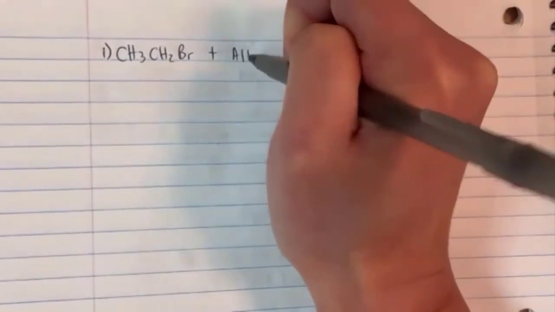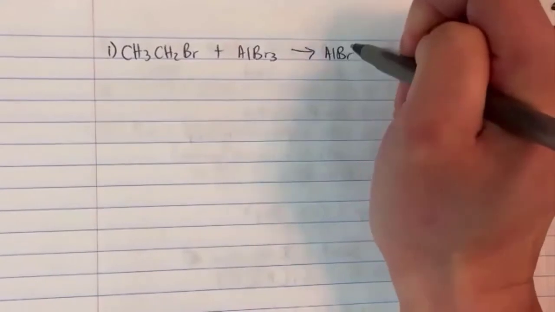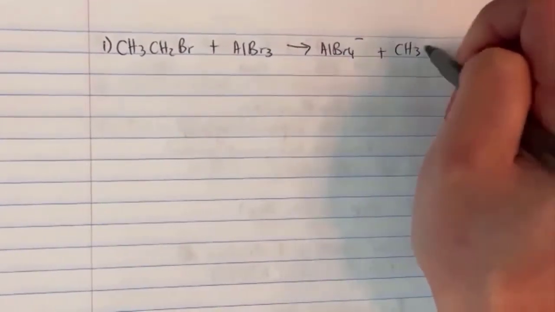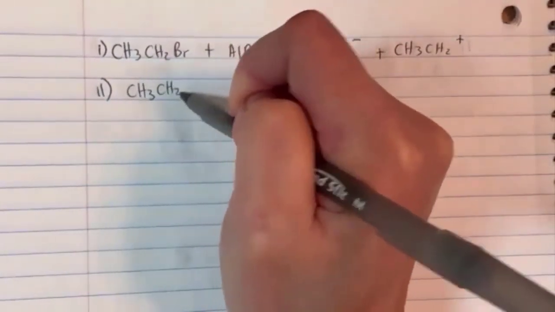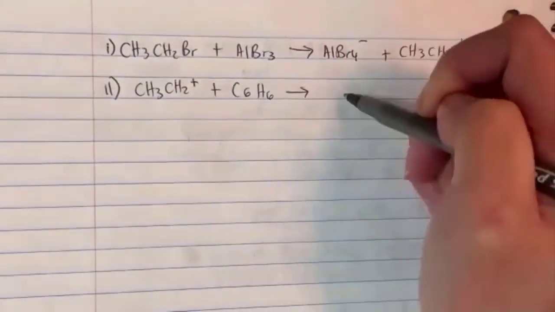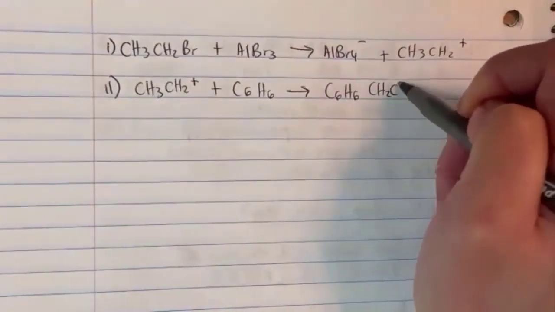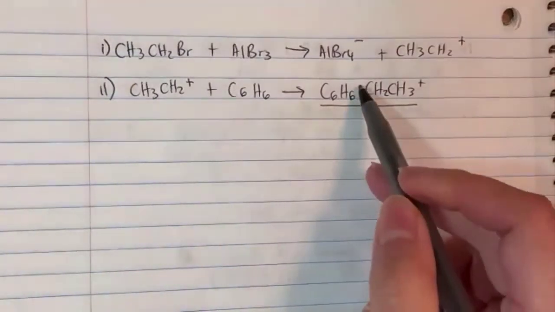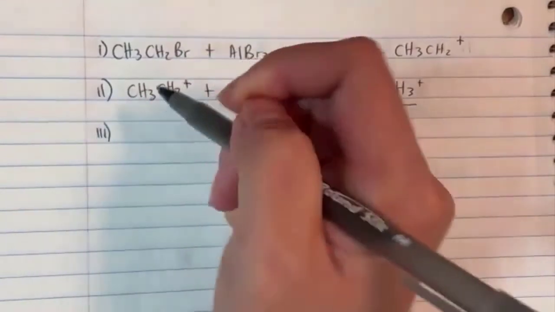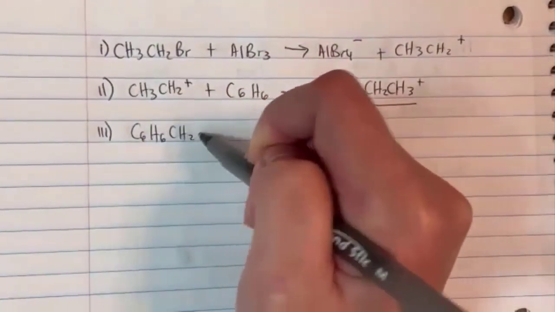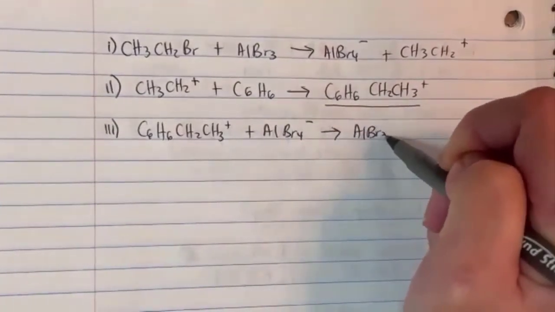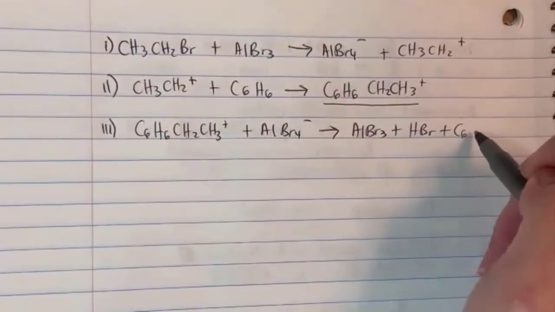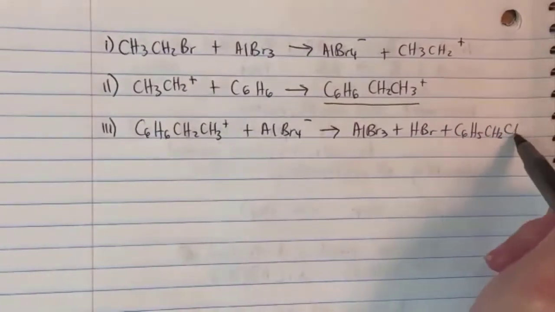Step 1: CH3CH2Br plus AlBr3 goes to AlBr4 negative plus CH3CH2 positive. That's step 1. Step 2: CH3CH2 positive plus C6H6 goes to C6H6CH2CH3 positive. This is one thing, it's stuck together. Step 3: C6H6CH2CH3 positive plus AlBr4 negative goes to AlBr3 plus HBr plus C6H5CH2CH3.